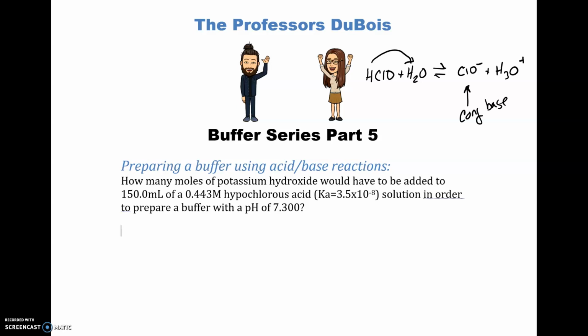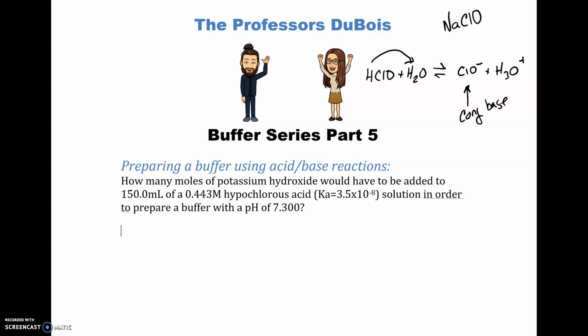Now, I could go to the stock room and look for a bottle of ClO minus, and I'm not going to find it. But I might find a salt, like sodium hypochlorite. What we're assuming in this scenario is that we just don't have any conjugate base, and we need to make this buffer. So this is where I'm going to show you something kind of interesting.